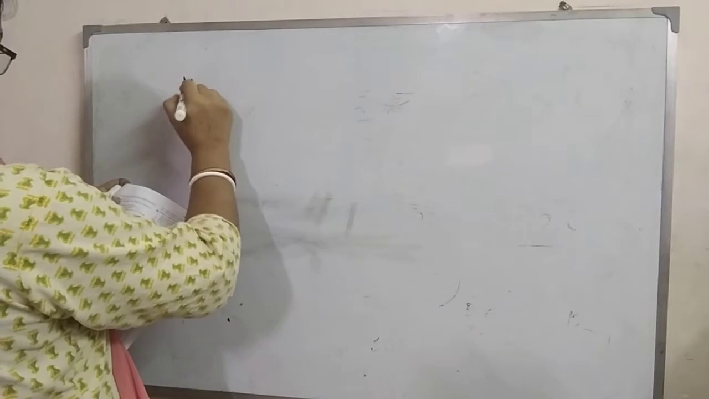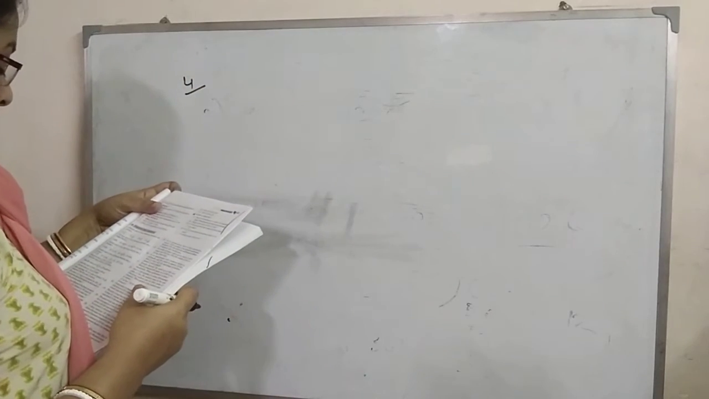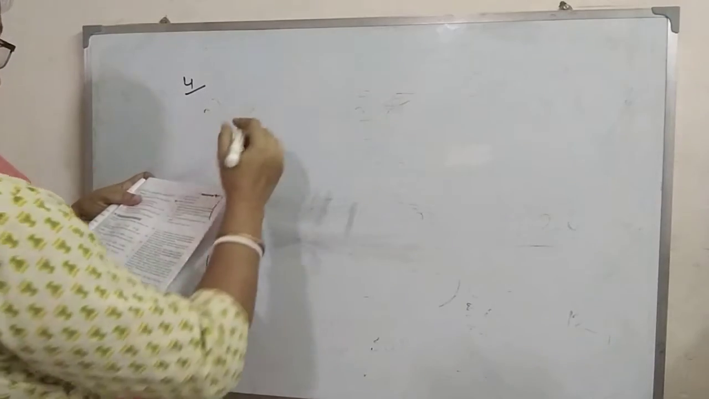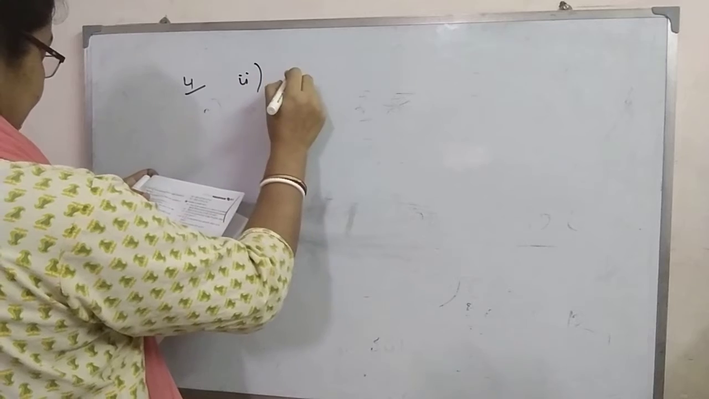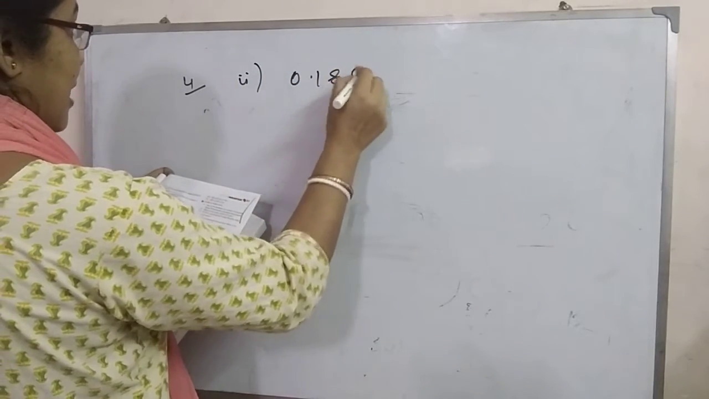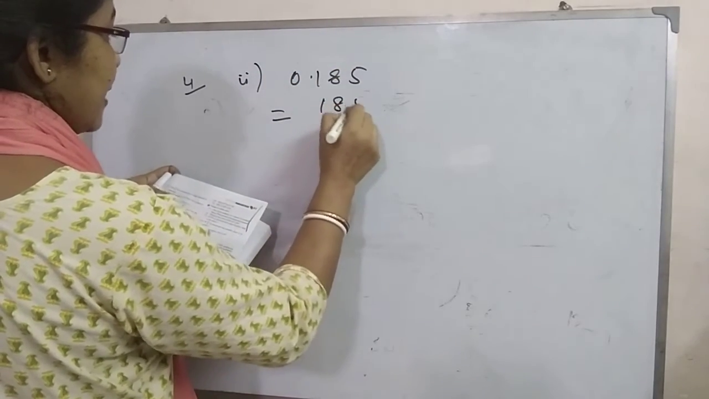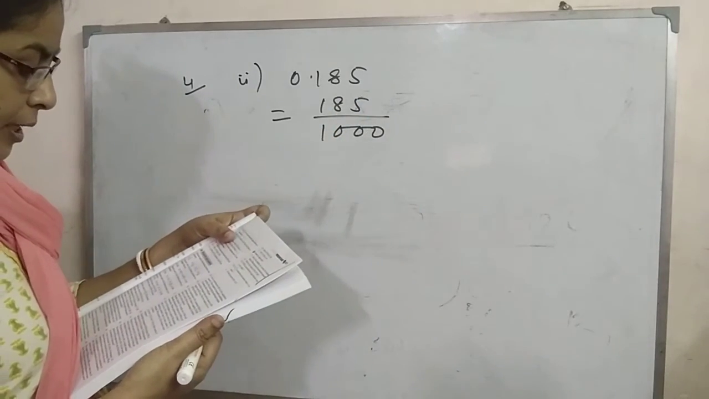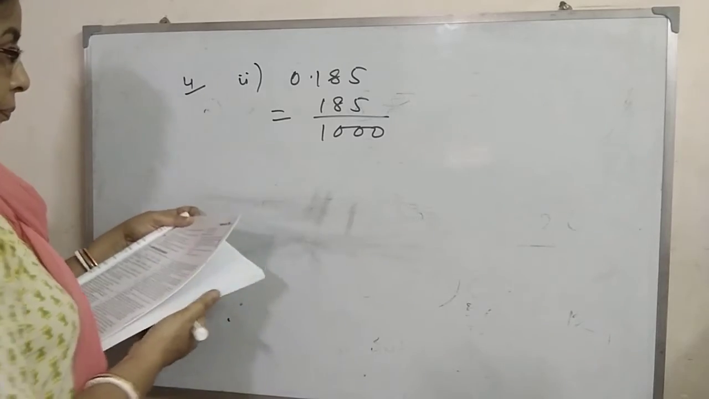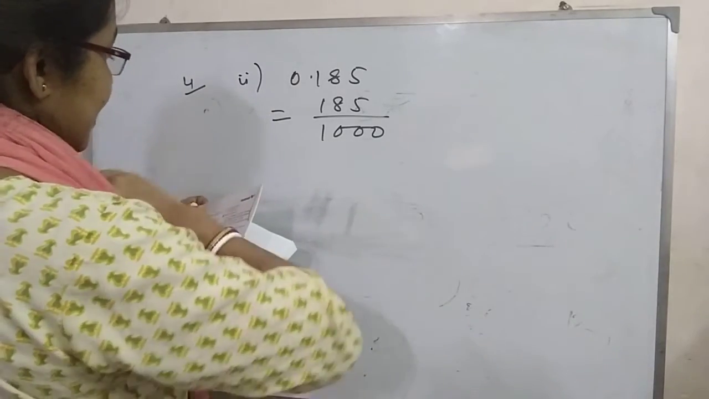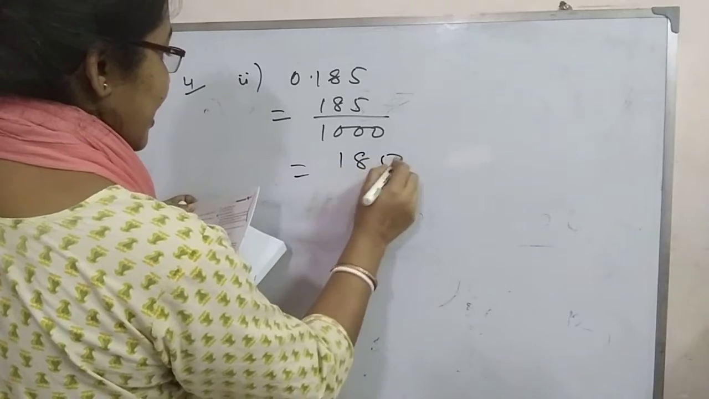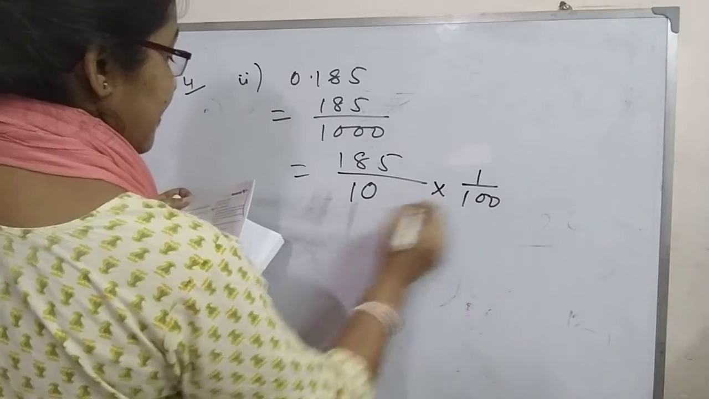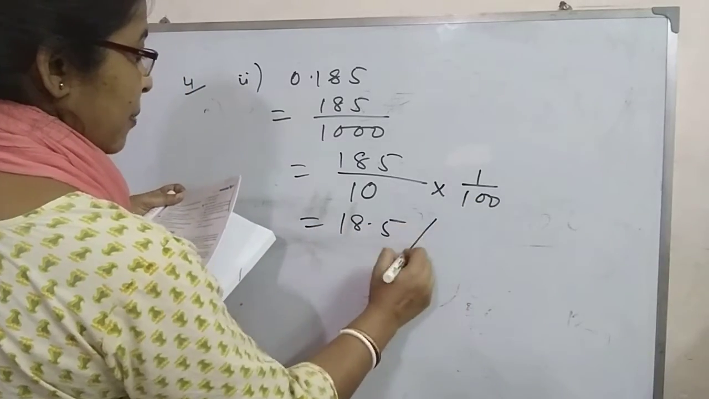Number 4. Convert decimal into percent. That means 0.185. That is 185 by 1000. Okay. This is equal to, I can write it in this way, 185 by 10 into 1 by 100. This is equal to 18.5%.